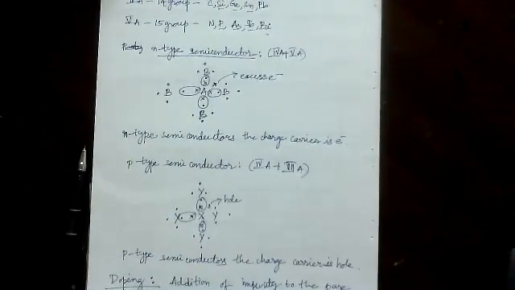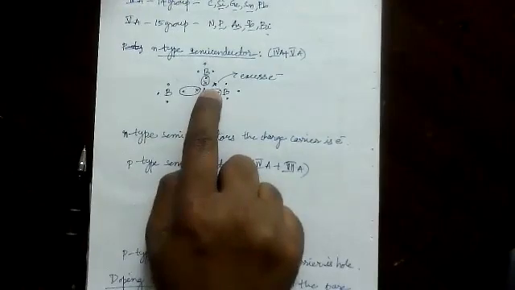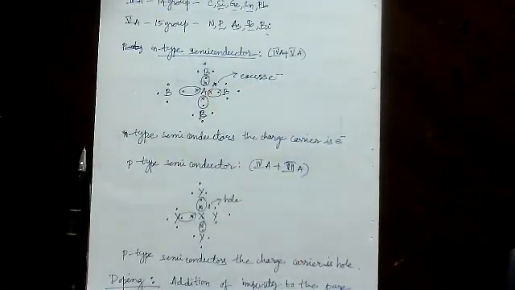In n-type semiconductors, a fourth group element is matched with a fifth group element. Means, if A has 5 electrons in the outermost shell and B has 4 electrons in the outermost shell, they combine and form a bond. But this extra electron is said to be the excess electron. Similarly, in an n-type semiconductor, the charge carrier is the electron.